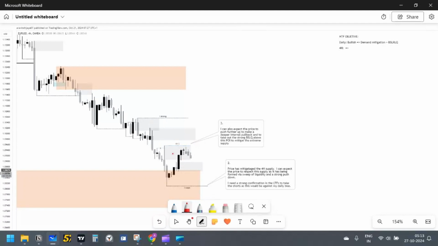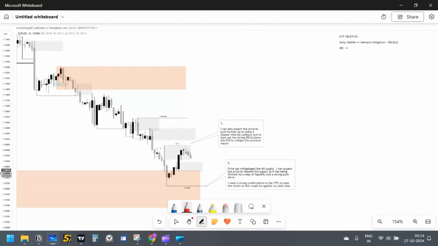But for now, for me, this is a very good POI formed through a sweep of liquidity. So I'll be looking for H1 confirmations before taking shorts. If this POI fails, then this would be my next POI. So if this supply fails, then I should change my bias because this is the last supply that is holding this strong high. If this last supply fails, then obviously this strong high could be taken and all this low resistance liquidity could be taken out. So it's as simple as that.